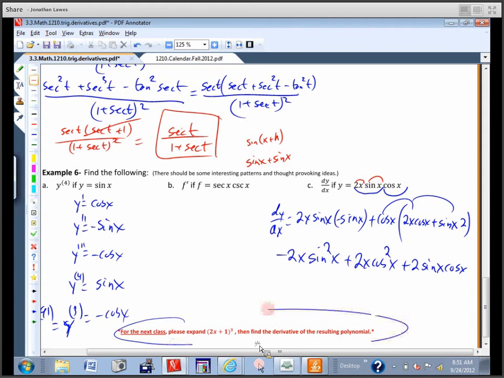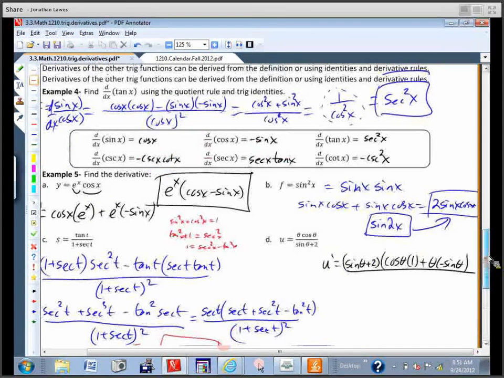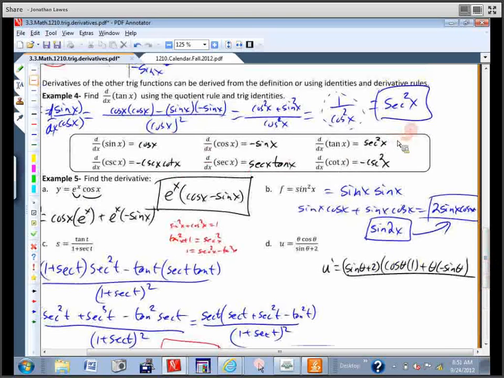Okay, for the next class, would you please expand that polynomial and find the derivative term by term? So you're going to have, what is it, 5 terms, 4 terms? 4 terms in the polynomial, find the derivative. Okay. And then I'll show you how to find that derivative another way. Okay. Please make sure you get these memorized. This is the only thing we added today, along with the complication that you could see those in the product rule, the quotient rule, a product within a quotient, or vice versa.